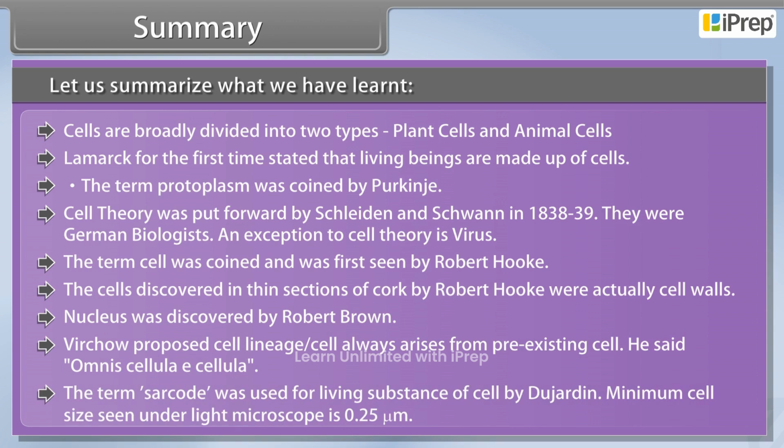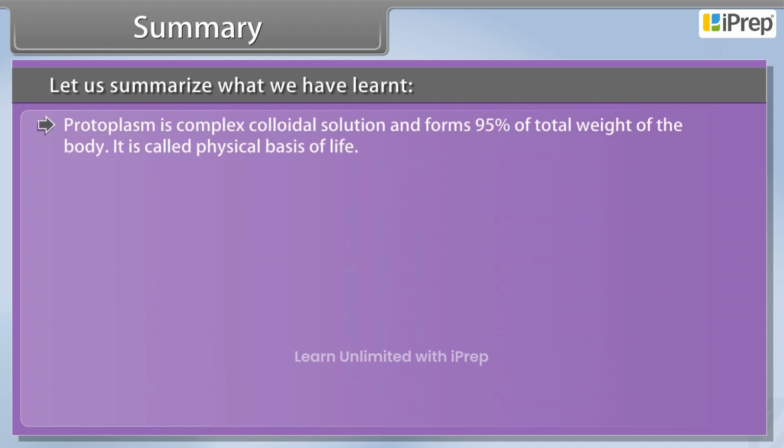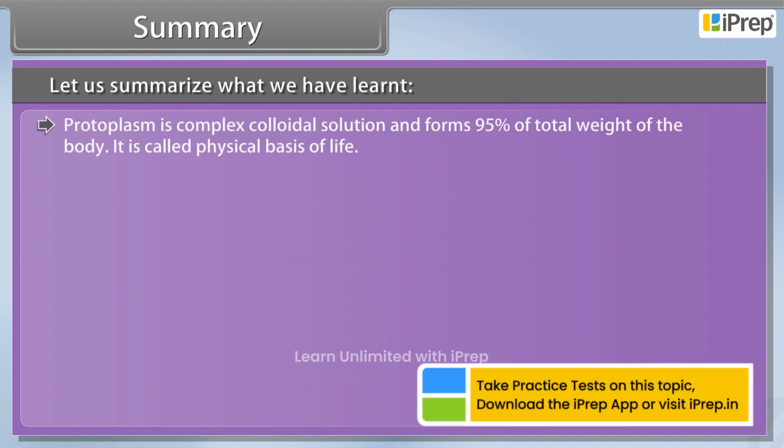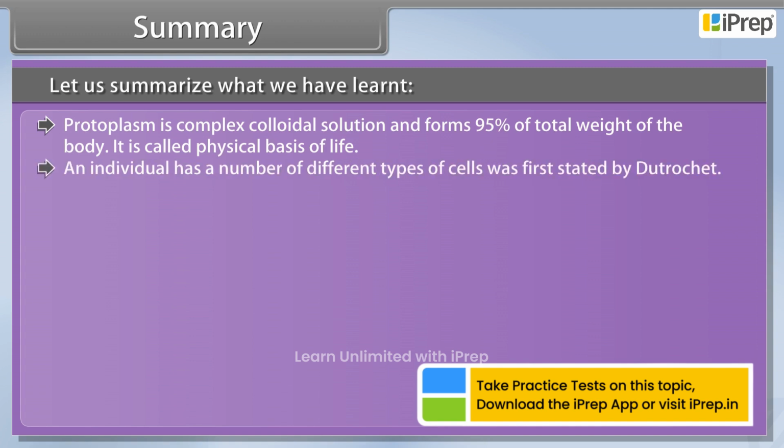Minimum cell size seen under light microscope is 0.25 micrometer. Protoplasm is complex colloidal solution and forms 95% of total weight of the body. It is called physical basis of life. An individual has a number of different types of cells was first stated by Dutrochet.